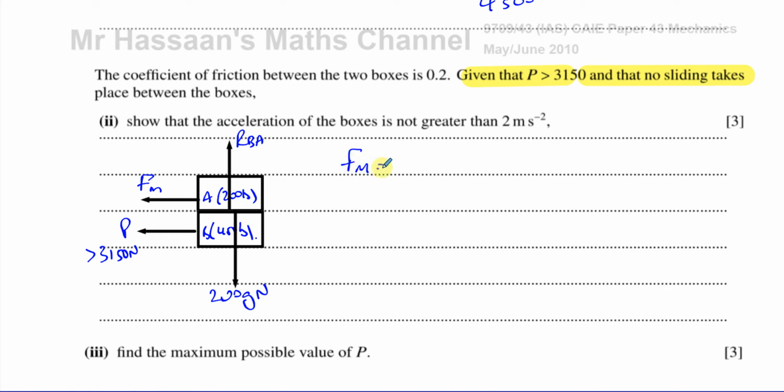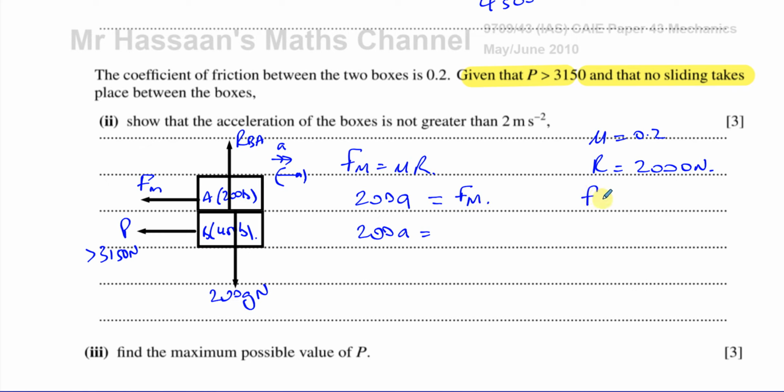So the F max this time is mu times R, where mu is equal to 0.2 and R is equal to 200 G, which is 2,000 newtons. So basically the whole thing is accelerating with an acceleration in that direction. The force that's trying to move it is acting that way, and the frictional force is acting in the other direction. So the mass times acceleration, which is 200 times A, is the resultant force on this object, and that's going to be equal to F max. So we can say 200 times A is equal to F max.